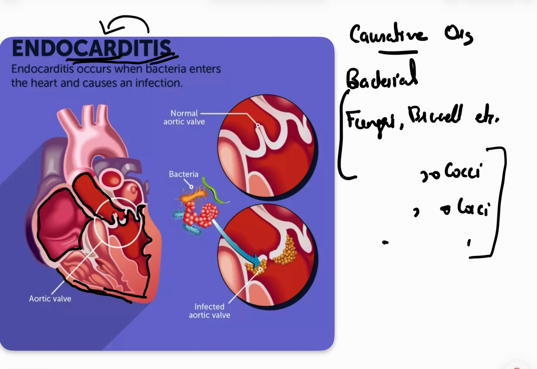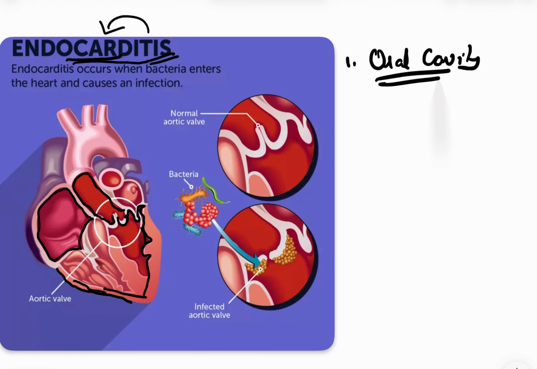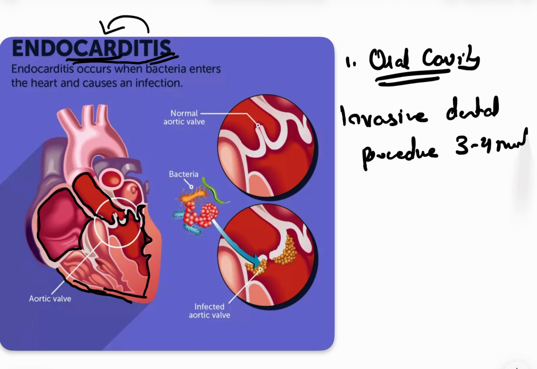Then we are going to see what the pathophysiology is. How is the patient going to get affected with these microorganisms or bacteria, and how does this transfer into the endocardial layer of the heart? In the pathophysiology, the patient can get the infection through the oral cavity. That means if the patient has had an invasive dental procedure in the last 3 to 4 months, the patient is at risk of having endocarditis, because any bacterial invasion through dental procedures can result in endocarditis.